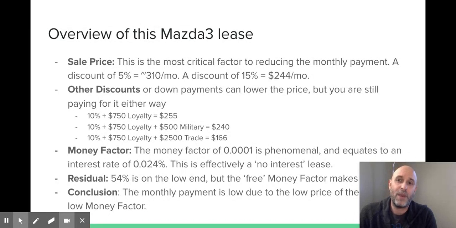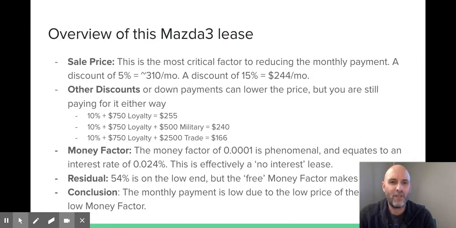Other discounts and down payments can lower the price, but you're still paying either way. I mentioned on the previous slide the $750 loyalty and the $500 military. Let's say you could use the loyalty, and we're talking about the $277 example that I gave. It's going to drop it down to $255 with 10% off. If you could do loyalty plus military, then we're down to $240.